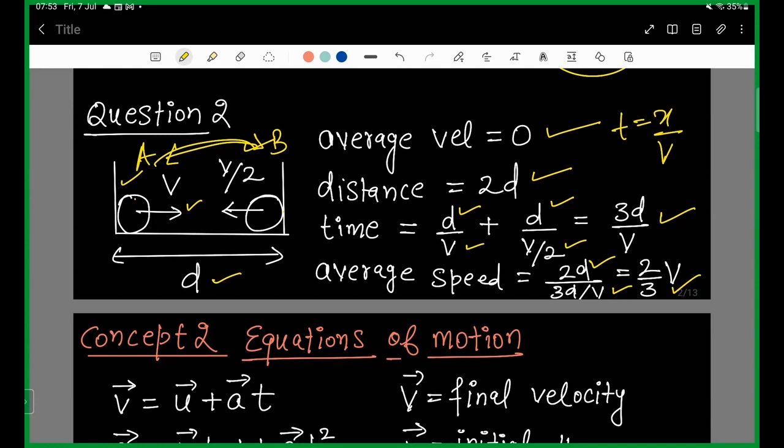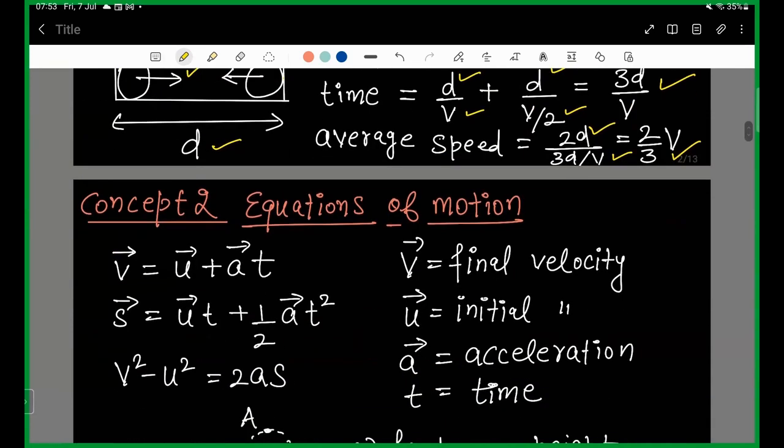So concept 2 is equations of motion. In our initial classes of physics, you might get nostalgic after this. We have studied 3 equations of motion. Equations of motion are always applicable when acceleration is uniform.